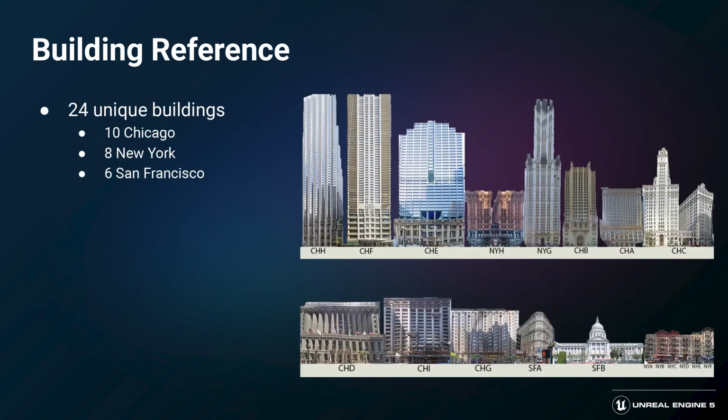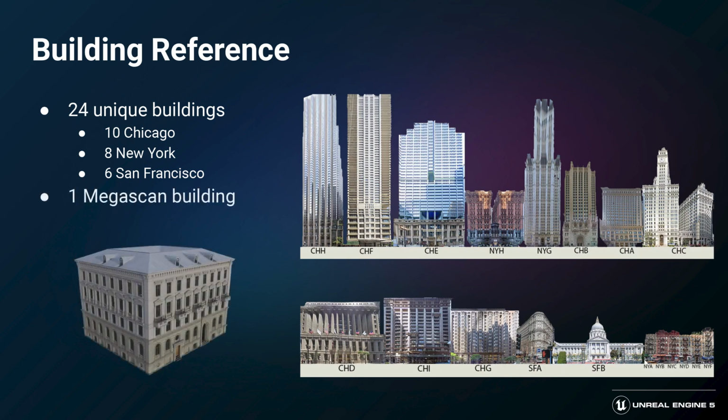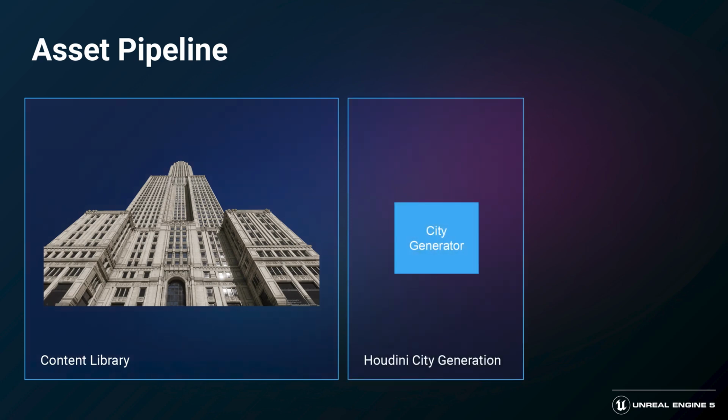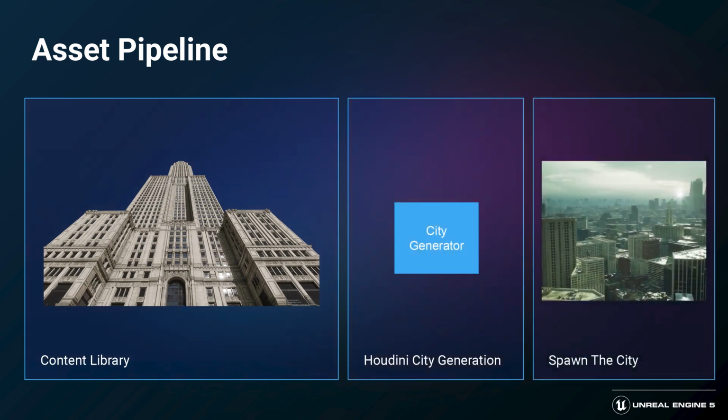We identified 24 unique buildings, 10 Chicago, 8 New York, and 6 San Francisco themed. We also included one building from the Quixel Megascans library to ensure our system and tools would work with modular buildings from any source. With our buildings and props identified, the next step is to build a content library in Unreal. This library would feed the Houdini-based procedural city generator. The results of the city generator would then be brought back into Unreal to create the final city result.